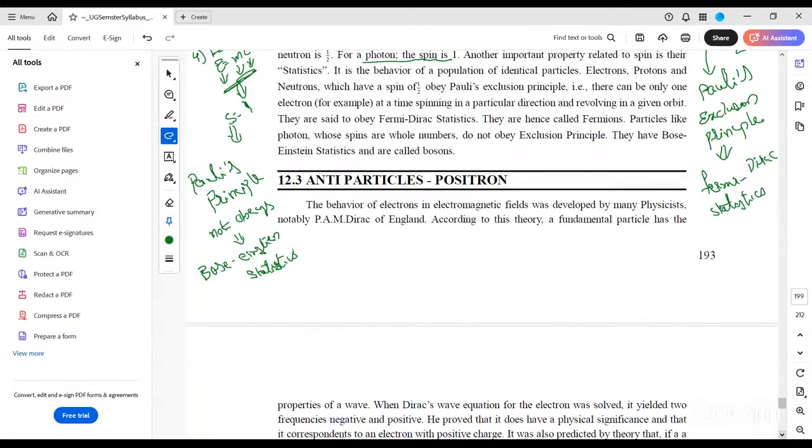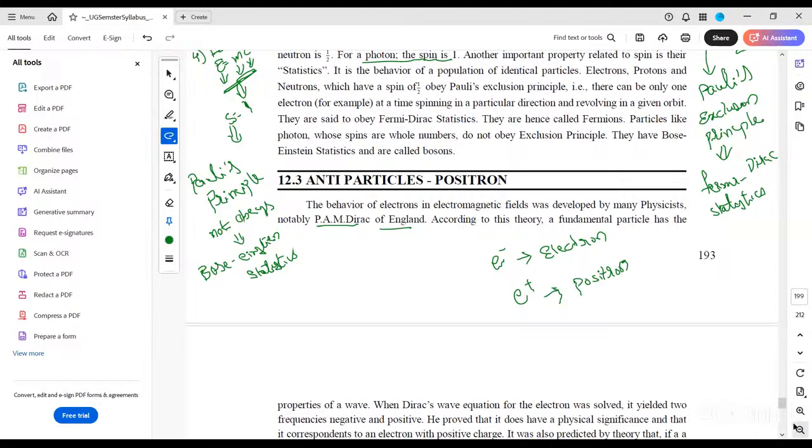Next we will see about antiparticles. What comes in antiparticles? Positron. The actual electron is represented with E minus. Next I am writing E with a plus sign. What does this mean? This is positron. It was developed by whom? P.A.M. Dirac, an English scientist.